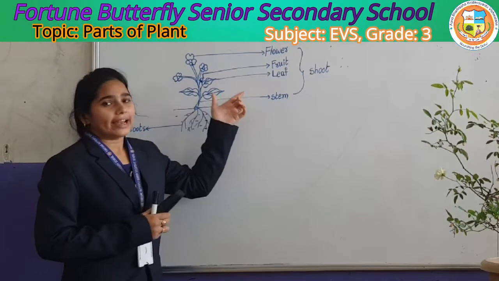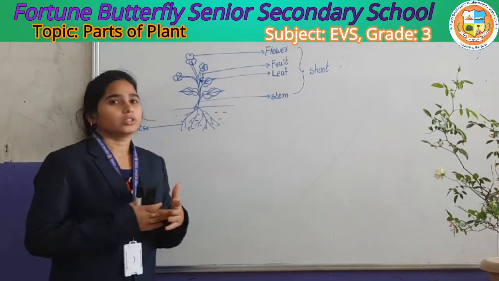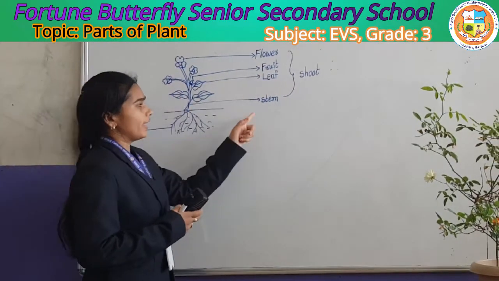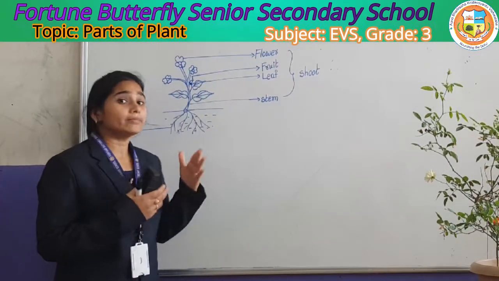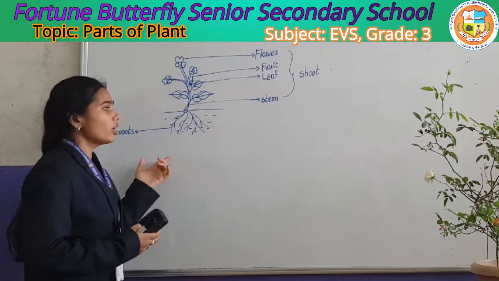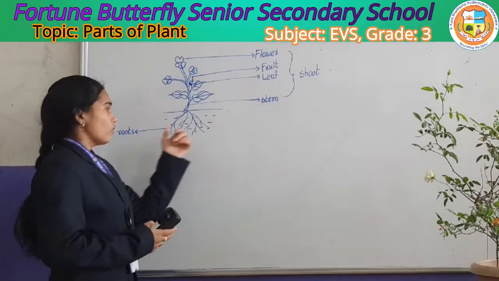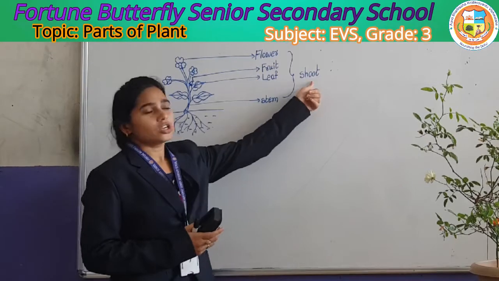Each part of the plant has its own work to do. All these parts of the plant work together to keep the plant alive. There are two main parts of the plant. One is the root, another is the shoot.